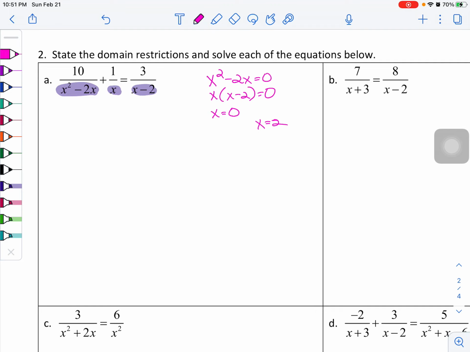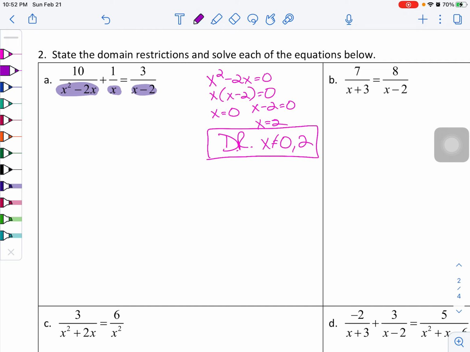So let me show that step off to the side here so you can see what I'm referring to. So when I take x minus 2 equals 0, this factor, while it's part of the first denominator, it's also the third denominator, so it's already been accounted for. So domain restrictions, we've got 2. X cannot equal 0 or positive 2. So there's my domain restrictions.